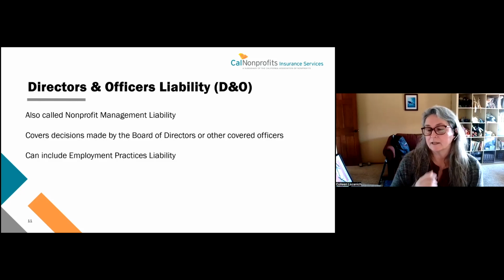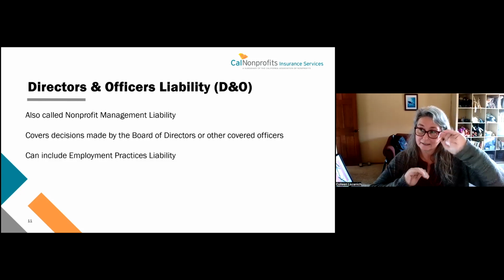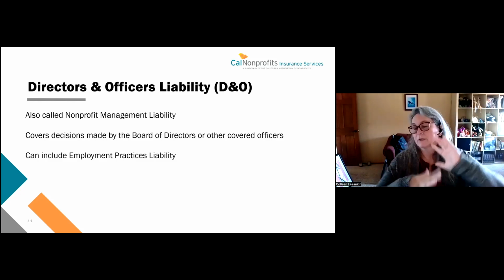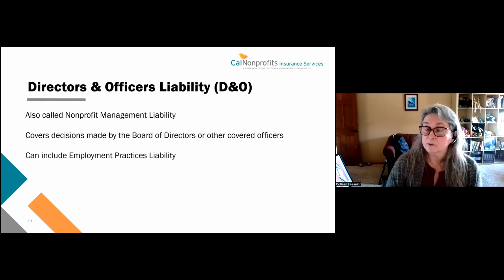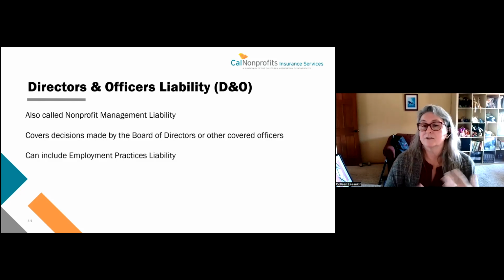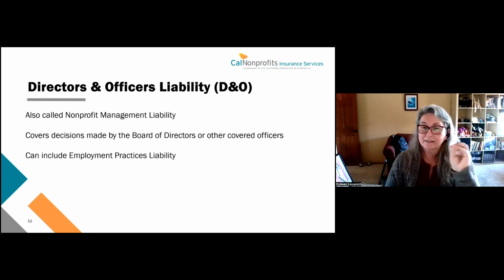And then there's another element of that called employment practices liability that can be included on the policy. It can be included in the liability limits, or it can have its own separate limit. Employment practices liability is where you get coverage for things like discrimination and wrongful termination. So let's say your board of directors decides to terminate the executive director, and the executive director brings a lawsuit for employment practices. That would come under the directors and officers policy, employment practices section, brings a claim for wrongful termination.